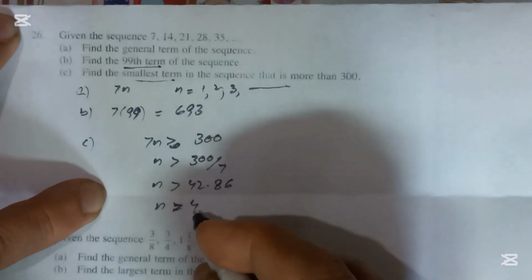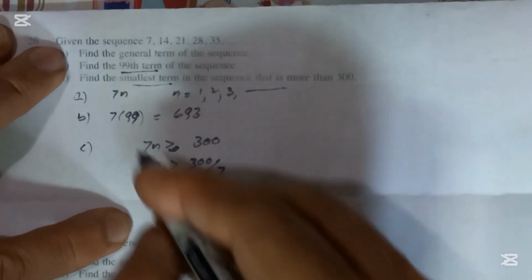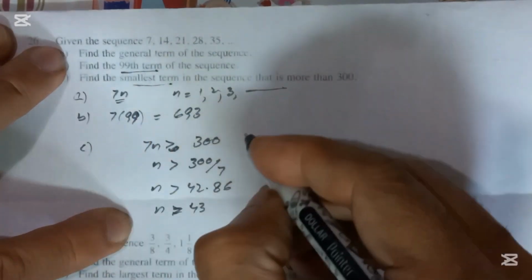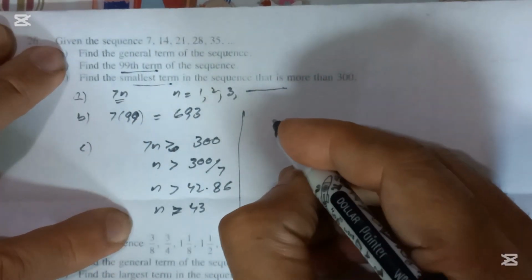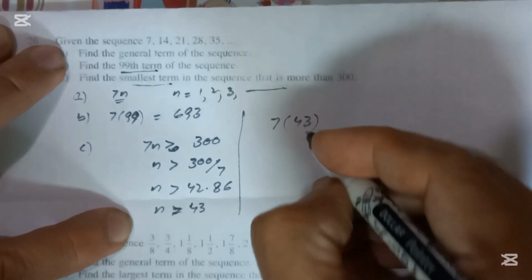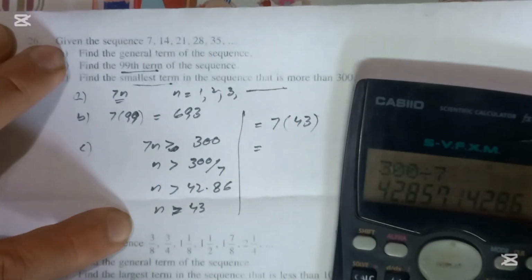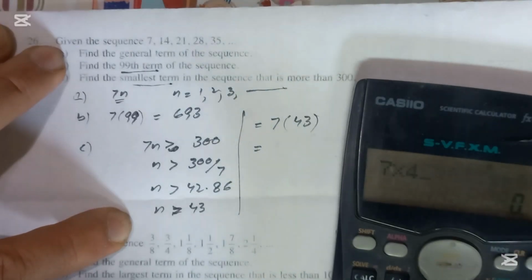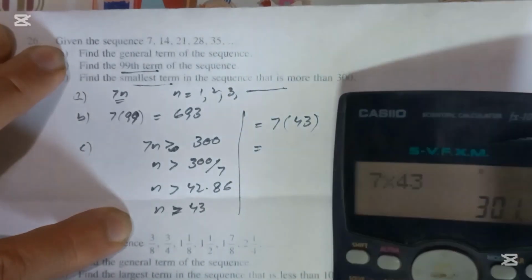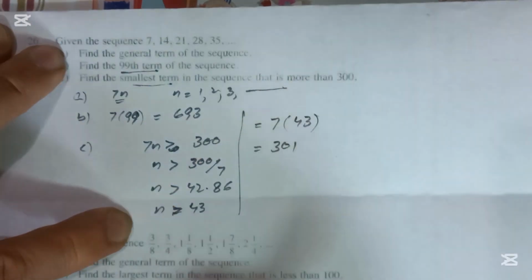n is equal to 43. So we have got the answer, n is equal to 43. So this is the term. So we will get 7 into 43 will be equal to 301. So this is the answer.